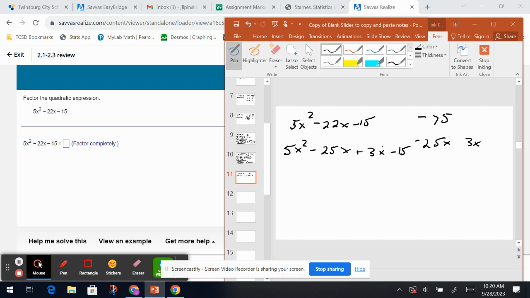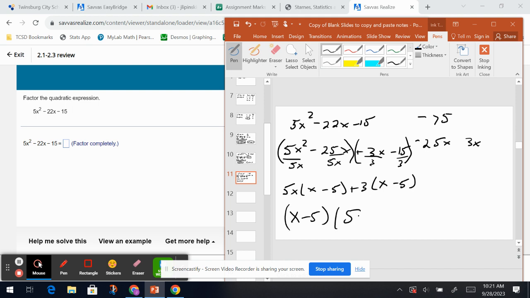So now that I've got the two terms that I replaced it with, I'm going to group the first two, group the last two. What's the GCF between 5x squared and minus 25x? Well, that's a 5x. So I'm going to divide each of these by 5x. That gives me x minus 5. And here I can take out a 3, and that leaves me with x minus 5. Notice, how do I know that I'm right? Because these are both the same. So I'm going to write x minus 5 and then 5x plus 3, and that is the factored form of 5x squared minus 22x minus 15.